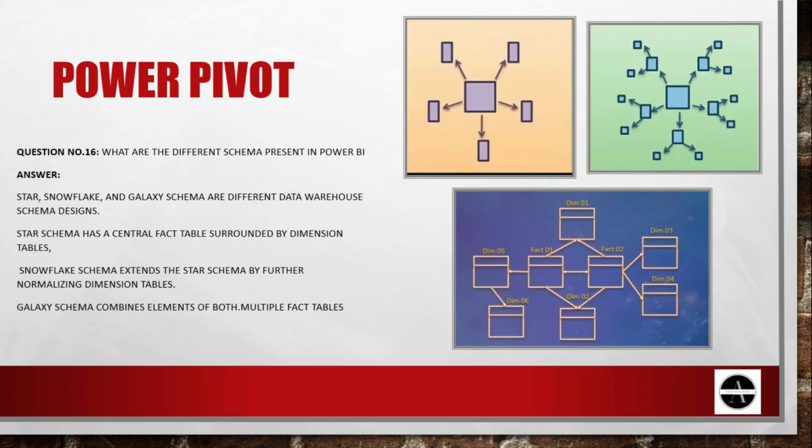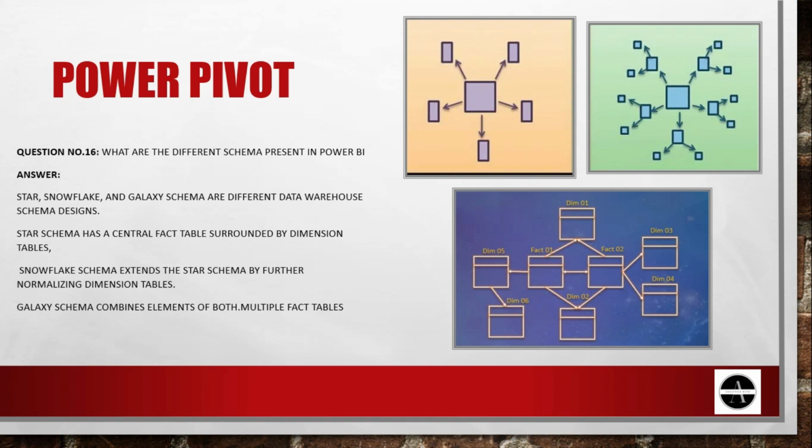Okay. We have completed the Power View part. Now the next part is Power Pivot. Now we will see 5 questions on Power Pivot. The first question is, what are the different schemas present in Power BI? The sample answer is: star, snowflake and galaxy schema are different data warehouse schema designs.